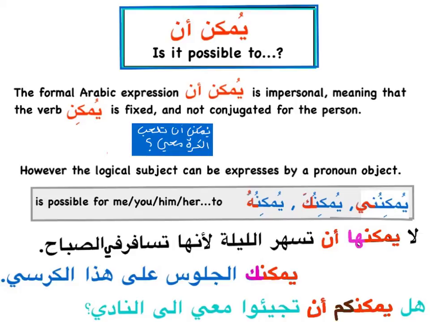Okay, so when you have pronouns attached to the يمكن, instead of يمكن أنا, we replace it with an object pronoun. We didn't conjugate it with the subject. We rather added an object pronoun, considering that whoever is the person in the sentence is the object of the possibility, if that makes sense.